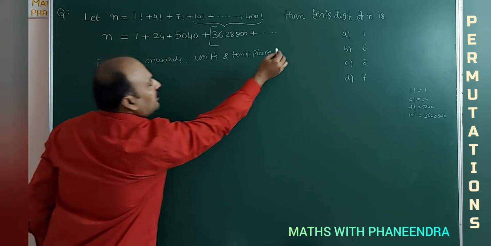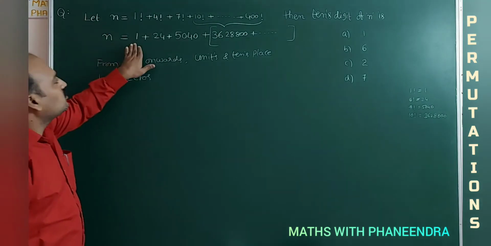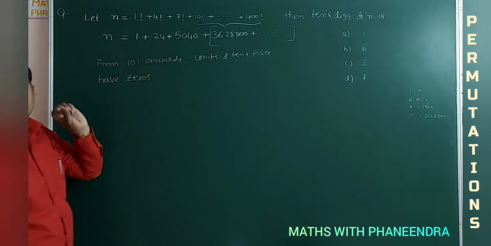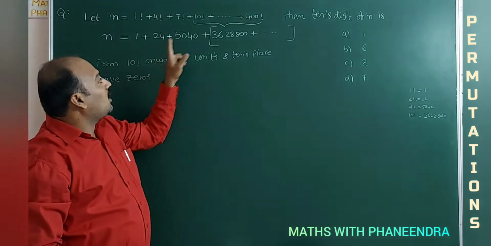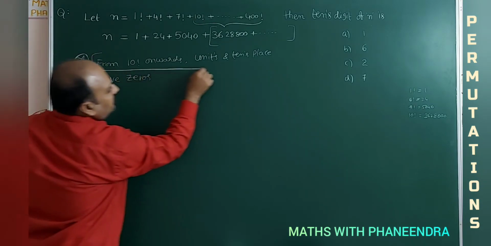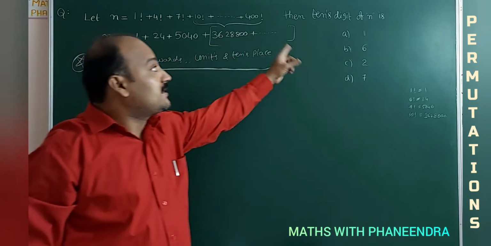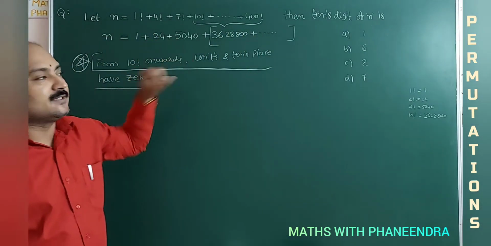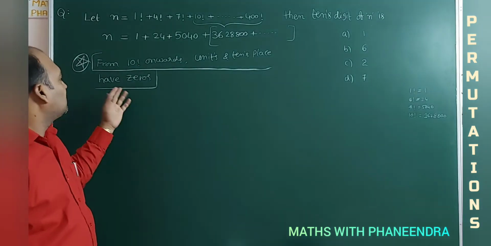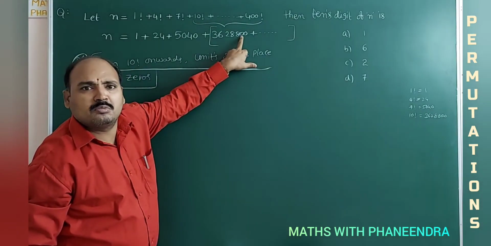So we can neglect from here. So the n value will become only the sum of these three. From 10 factorial onwards, so this is the turning step, dear students. They are asking the tens digit of n, the tens place. So the tens place, if you take it in 10 factorial, is 0.